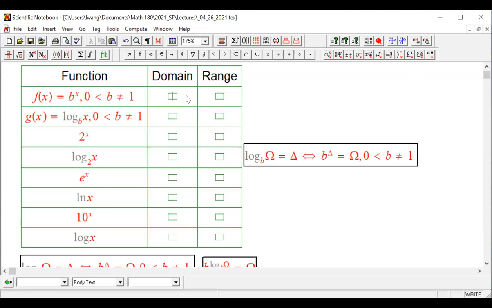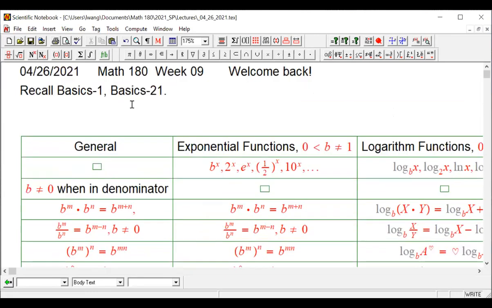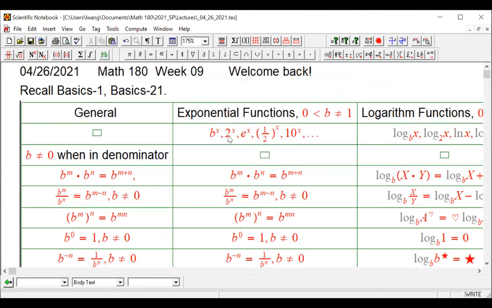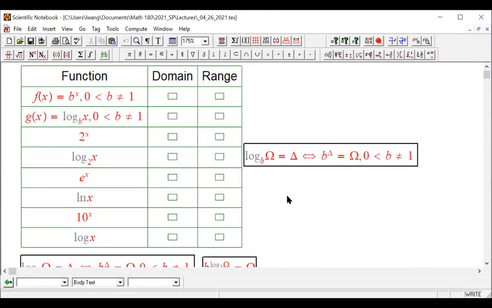Okay, so let's review how much you understand. What's the domain for B to the power X? Any questions so far? Any questions about this table? That's what we covered essentially in the last week. This is week number 10. So in the last week when we returned, these are the things we covered. We did the proof and all of that. If you have any issues, you should revisit or watch those videos. And if after you watch the videos you still have questions, please don't hesitate to reach out to me.